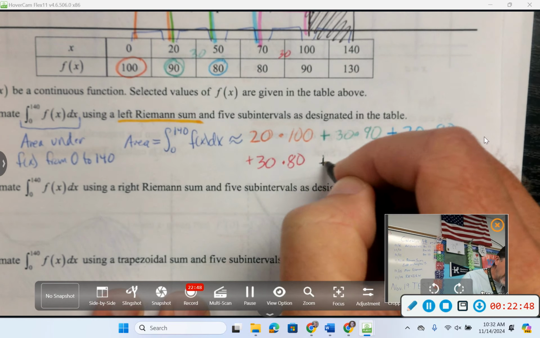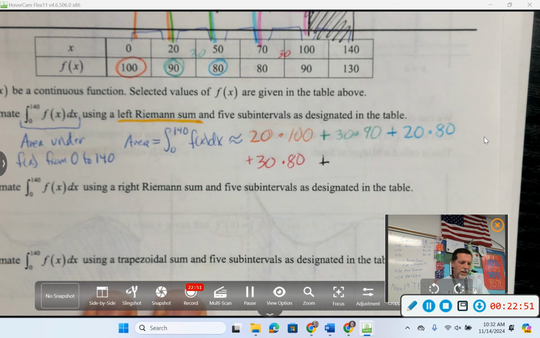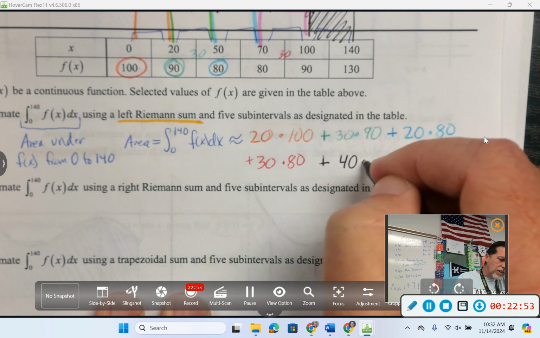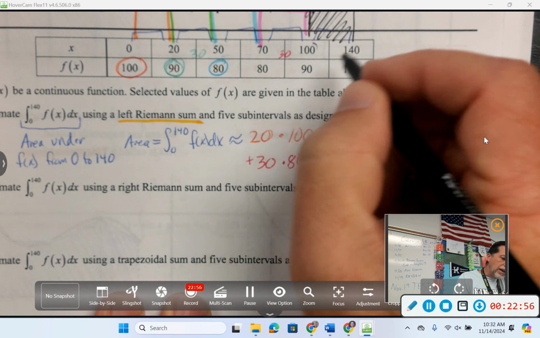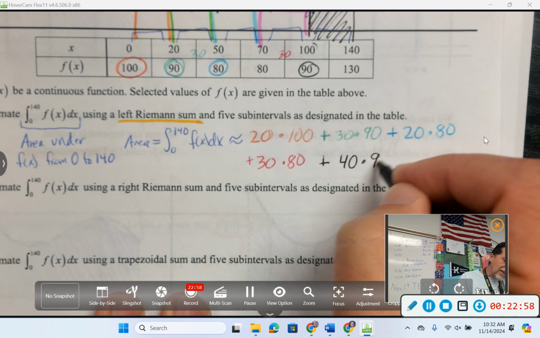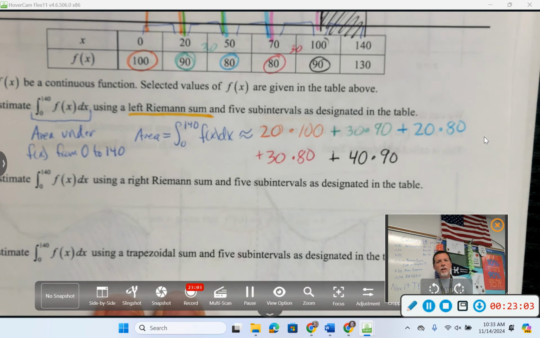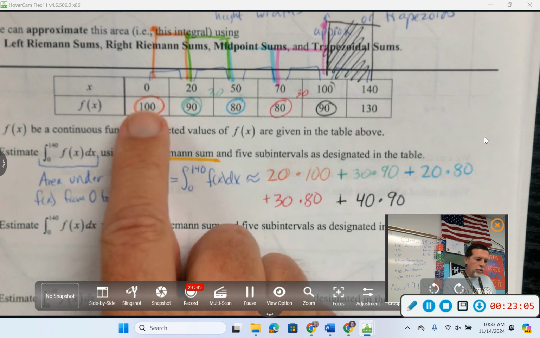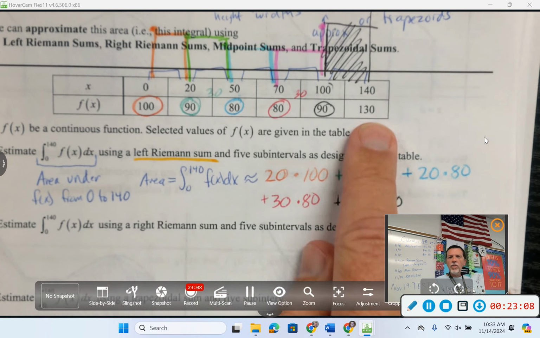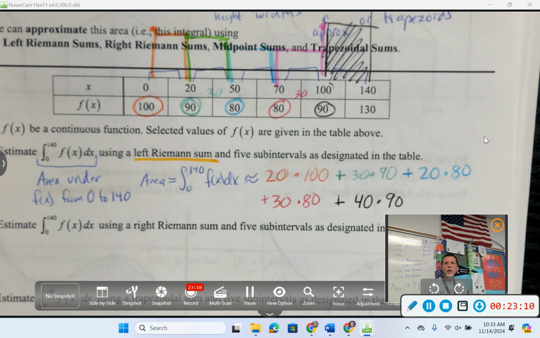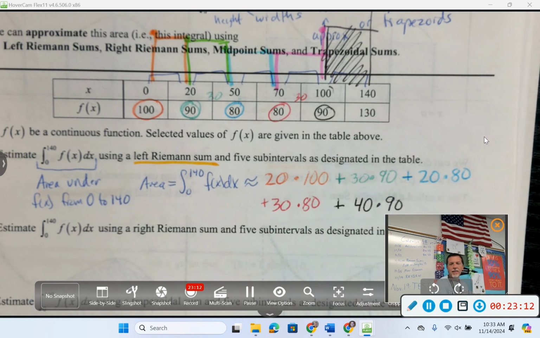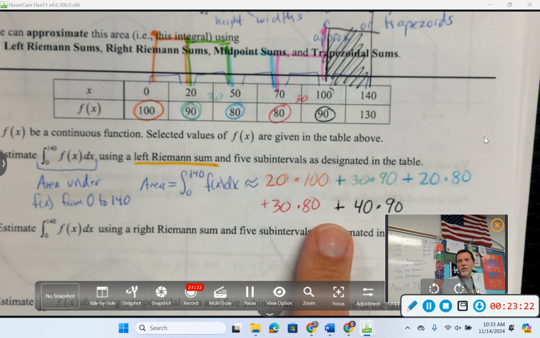So how wide is that last rectangle? 40. And which height should I use? 90. 40 times 90. So you look back and you see that we used all of the left-hand heights. That 130 we never used, but that's okay because that was a right-hand height and we were doing left-hand rectangles. With a calculator or with time, you could multiply those out and add them up, but we want to safe stop that and leave that alone.